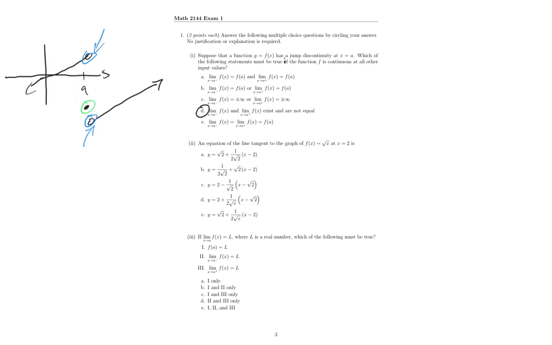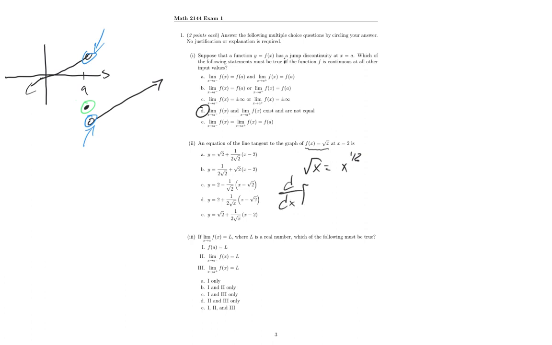Okay, part 2. The equation of the line tangent to the graph of f of x equals the square root of x at x equals 2 is which of the following? Well, we've got to find the equation of the tangent line. So to do that, we have to find the derivative of our function, right? Remember, you can write square root of x this way. That'll let you use the power rule, right?